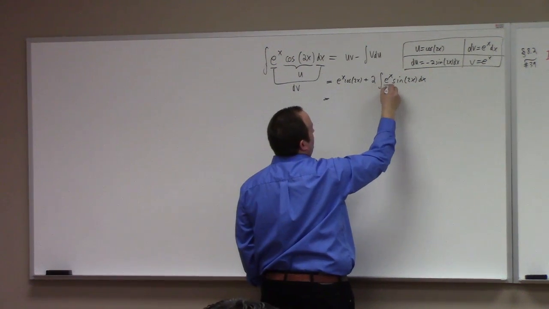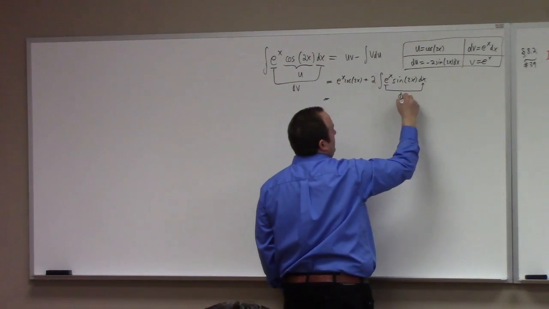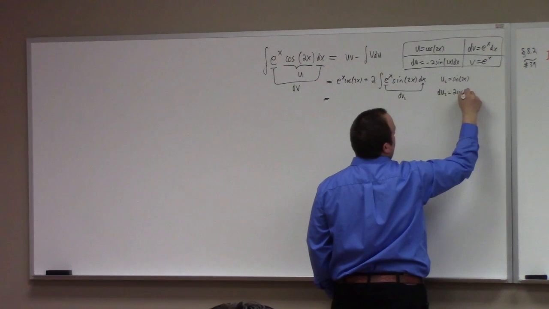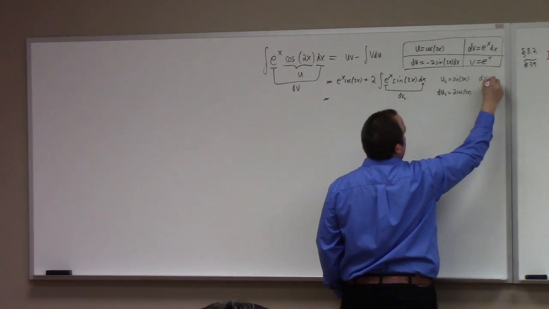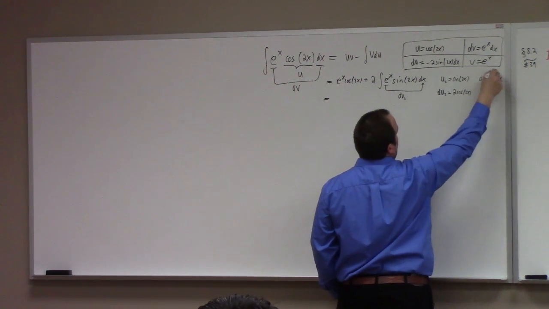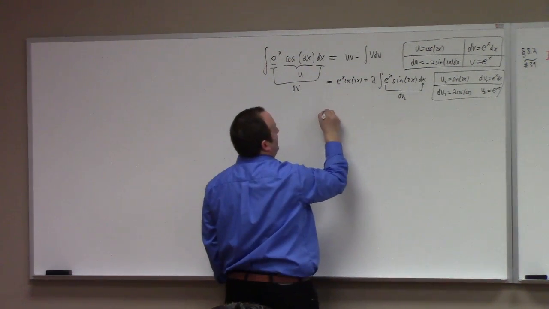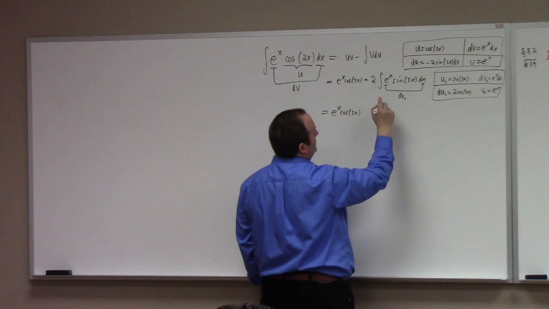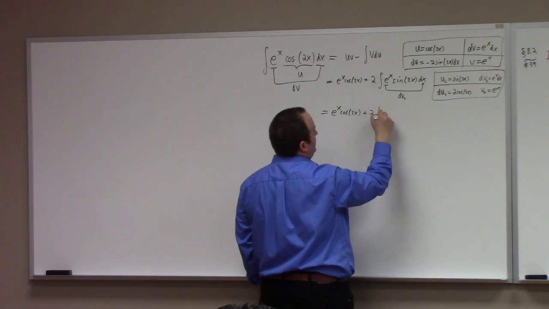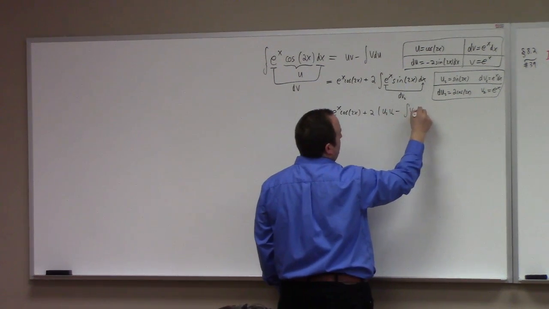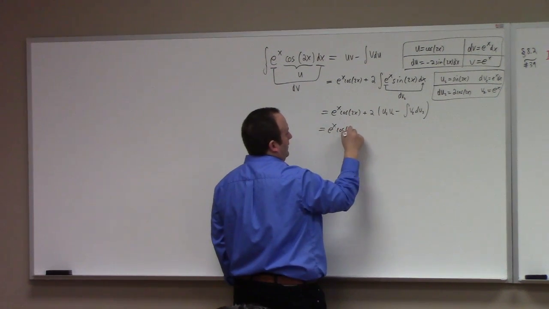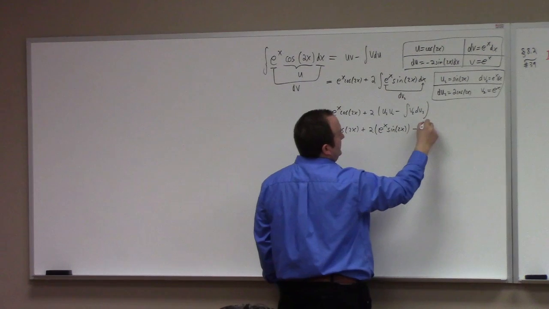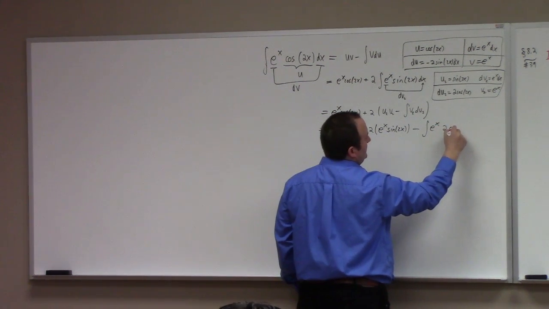All right, so next time, I'll follow the same idea, and this will be my dv2, and u2 is sine 2x, so du2 is 2 cosine 2x. dv2 is e to the x dx, so v2 is e to the x. And what do we got? Well, we've got e to the x cosine 2x plus 2 times u2 v2 minus the integral of v2 du2. So I've got e to the x sine 2x minus the integral of e to the x times 2 cosine 2x.